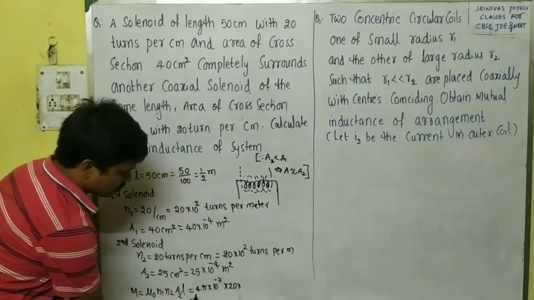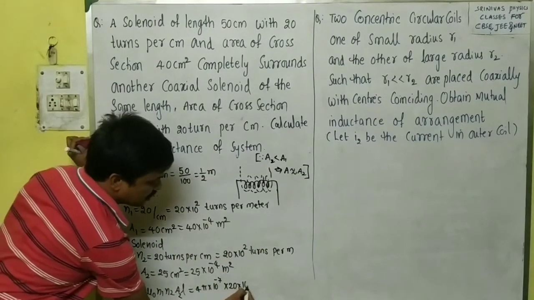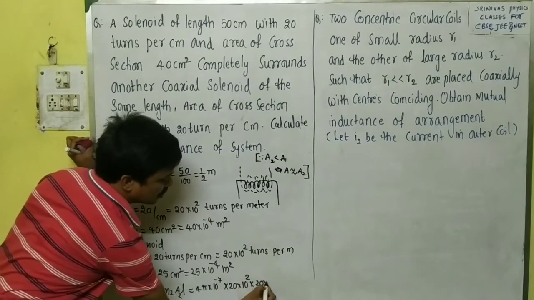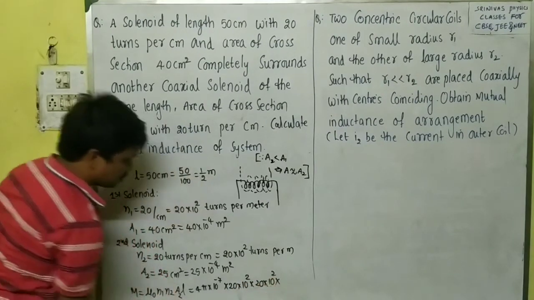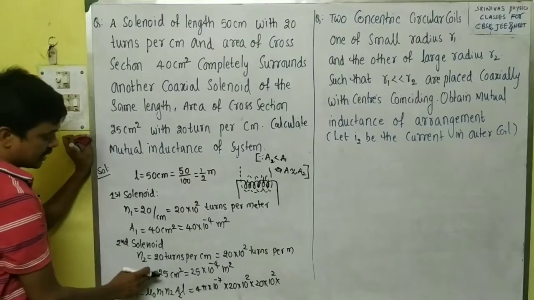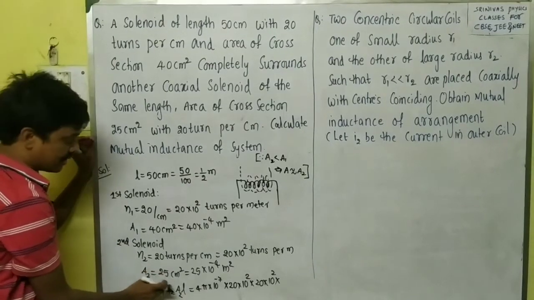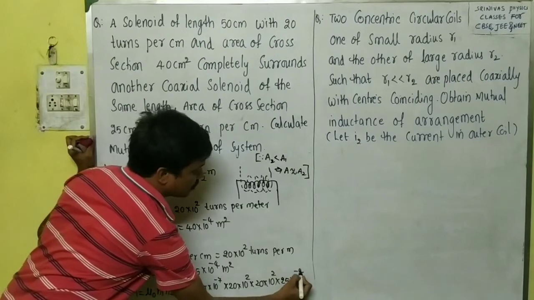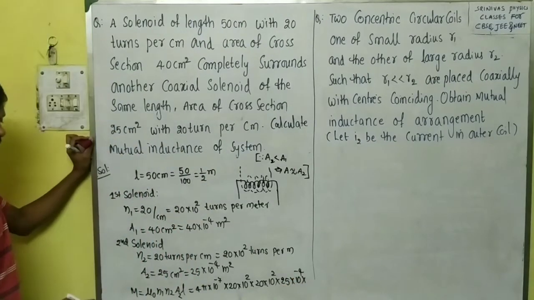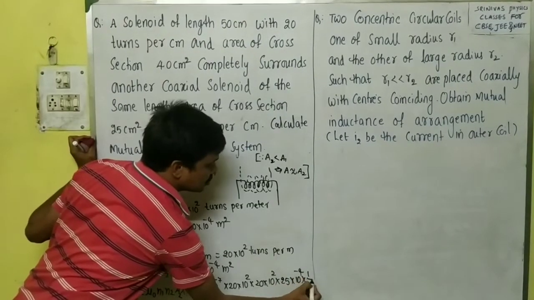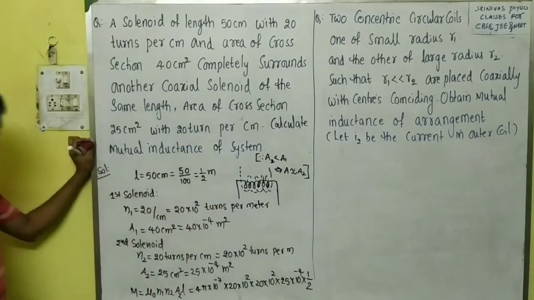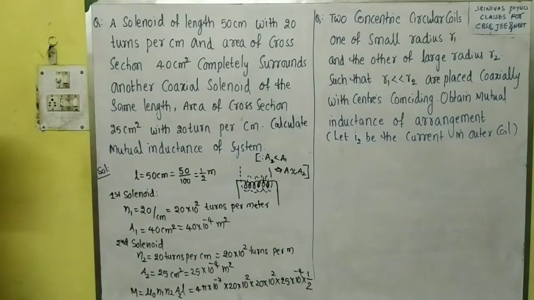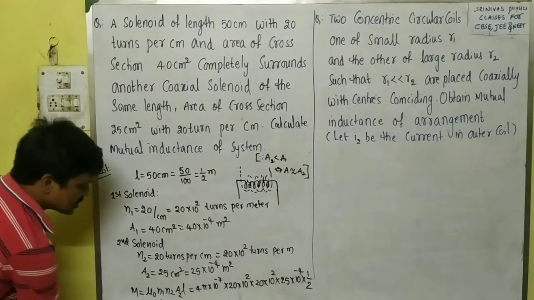And what is N1? 20 into 10 to the power of 2, and N2 is also 20 into 10 to the power of 2. A2 is the inner area, right? The smaller area we have to take, that is 25 into 10 to the power of minus 4. And L is 1 by 2. That's all. Now we have to simplify this. We will get the answer. It was very easy, right?